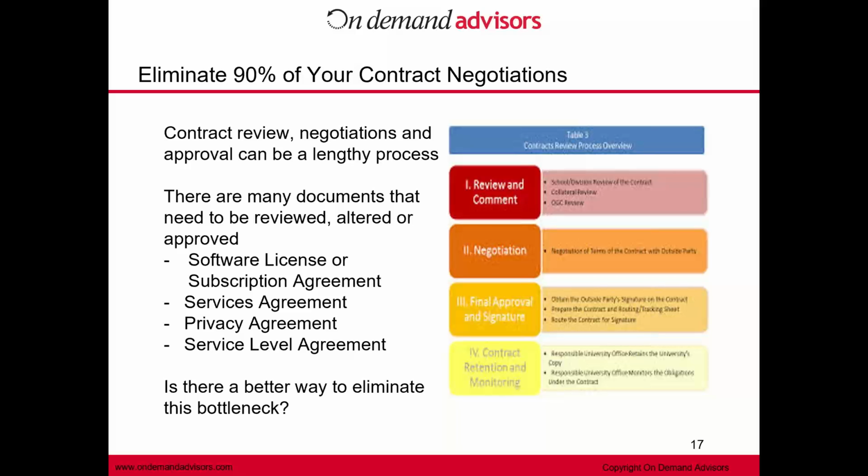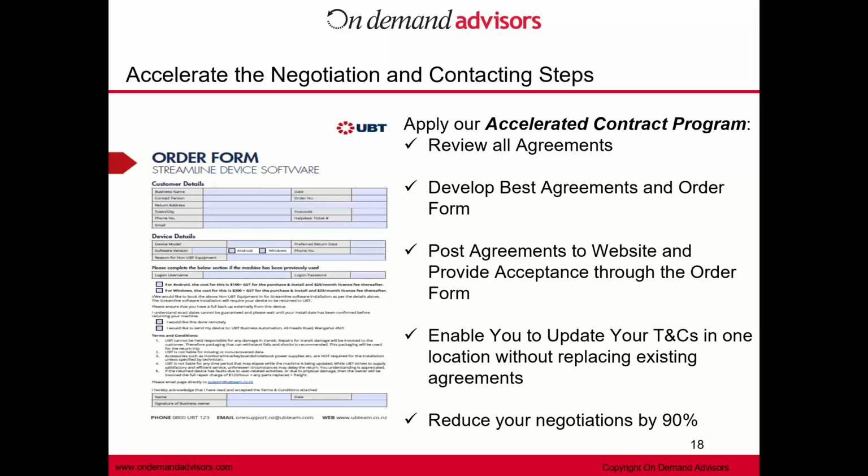If you're a software or a product company, it may be a software or subscription agreement. You've got privacy information. You may have a service level agreement. So this is one of the most important things that can bottleneck many of your sales today. So we created something called accelerated contracting. And so what we do with our clients is we work with them in conjunction with the sales-driven website to develop the best T's and C's, terms and conditions, for the company. We help them get those posted to their website, and we have the conversion to an order form with the acceptance of the T's and C's.